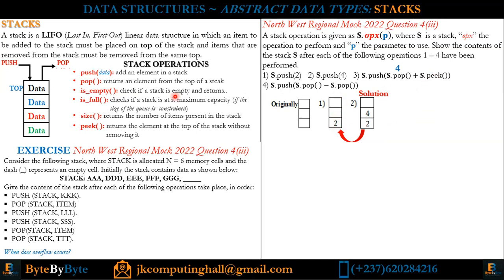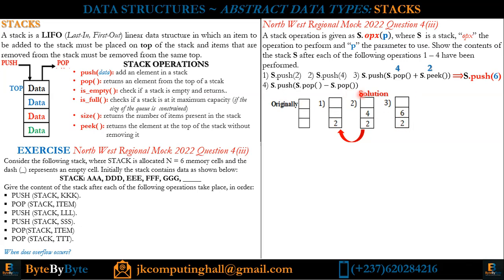Then peek, remember, peek does what? It returns the element at the top of the stack without removing it. When I remove 4, this is how my stack is actually. So when I use s.peek, it's going to return 2, but my stack will still remain like this, because peek just returns the element at the top, but it does not remove it. So s.peek is 2. So this number 3 is indirectly telling us that I should push 6, because this is 4, this is 2. When you add, it gives you 6. So when you add 6 to this one, this is what you are going to have. So this is the result of number 3.